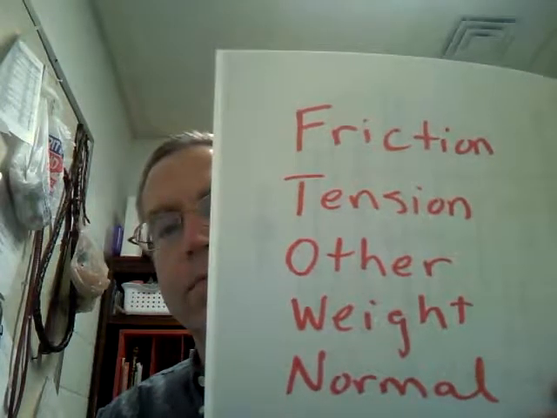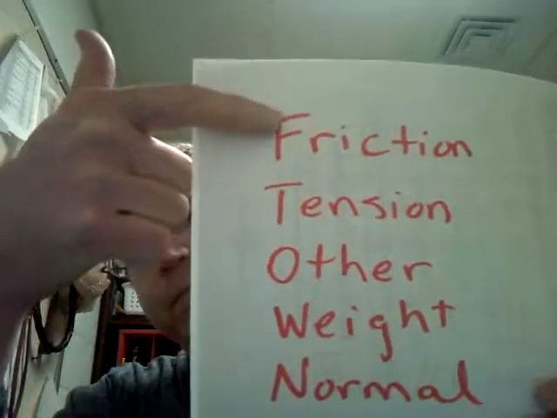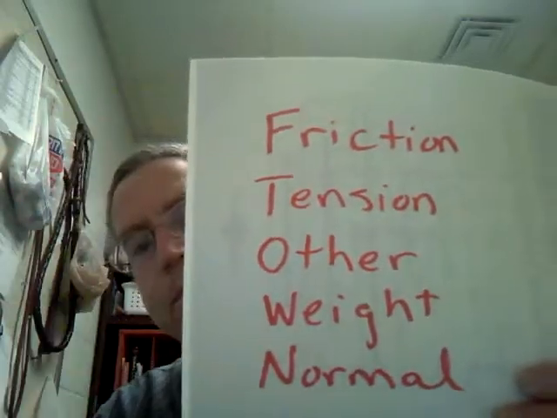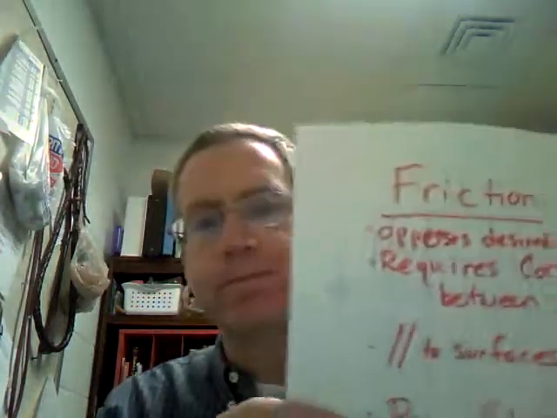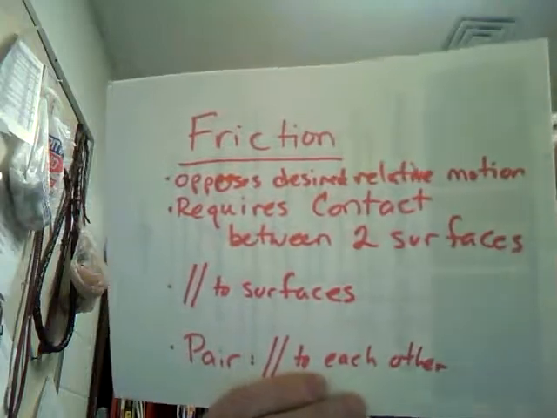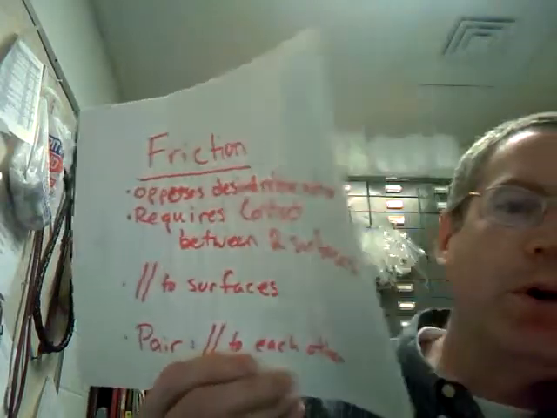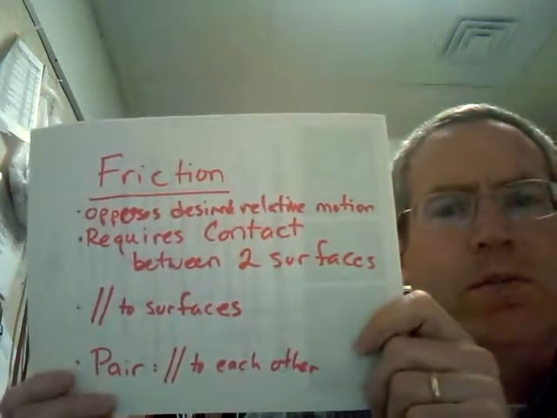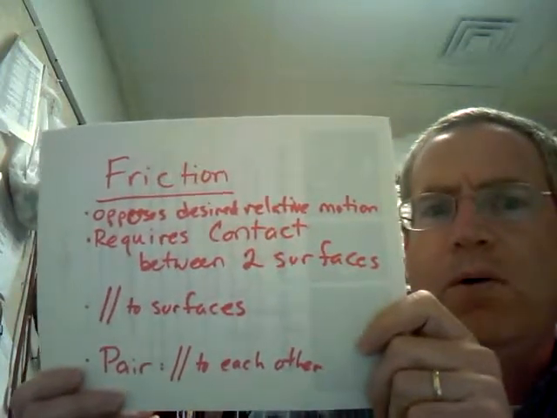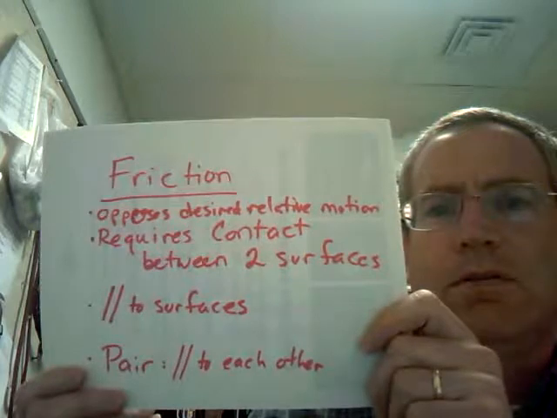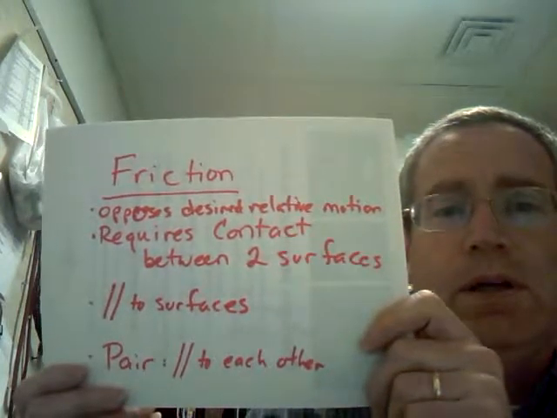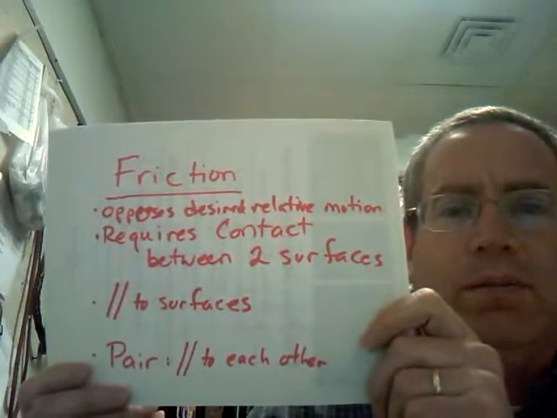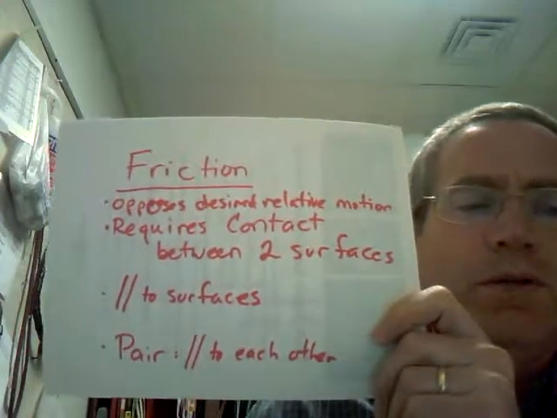FTNOW, that is basically FTNOW. Now, what are these forces? Well, there are certain rules that go along with each of them. First, let's start with friction. Friction, first off, opposes desired relative motion. And that's important. Friction doesn't always oppose the motion of an object from the ground's point of view. It opposes desired relative motion, and the relative is between the two surfaces.